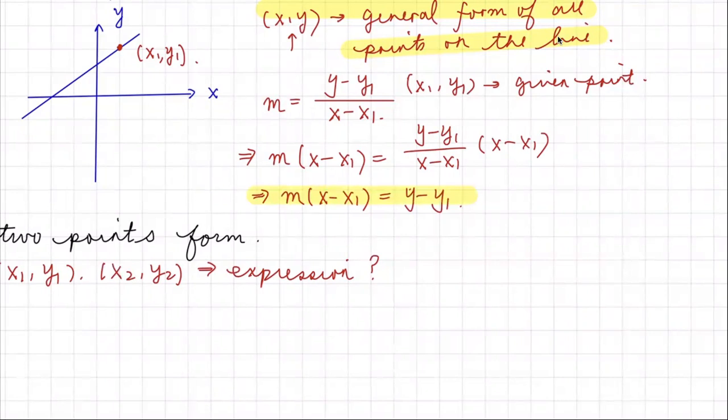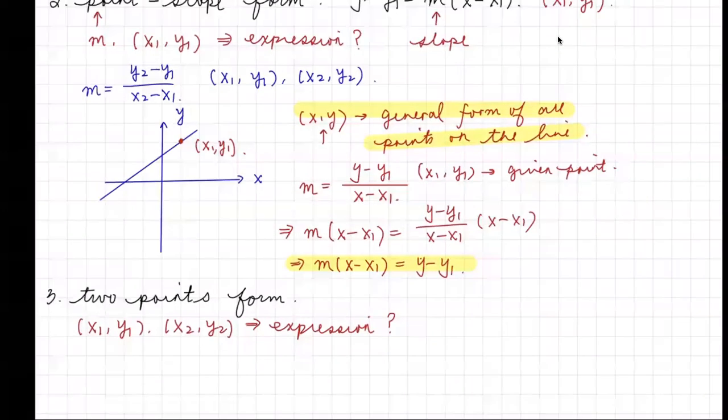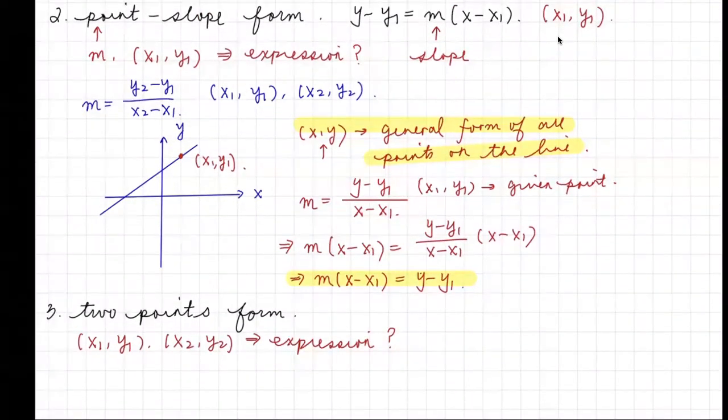So this is how we derive the point slope form from the slope formula and also the logic behind it. If you can understand it, that's good. If you don't understand how we derive it, at least you need to know how to use it. We will see examples in the homework.